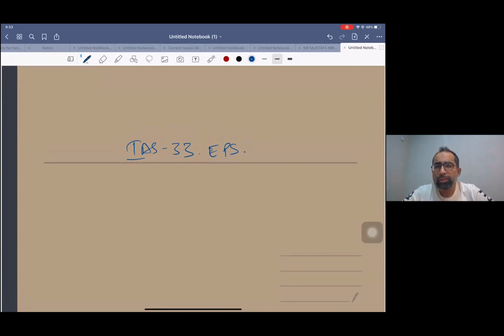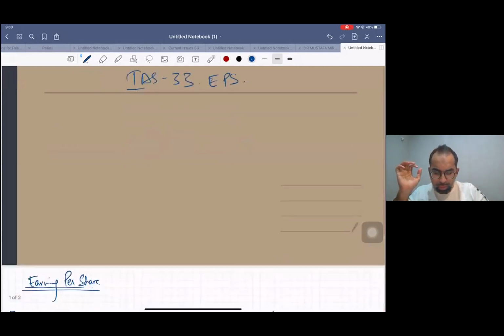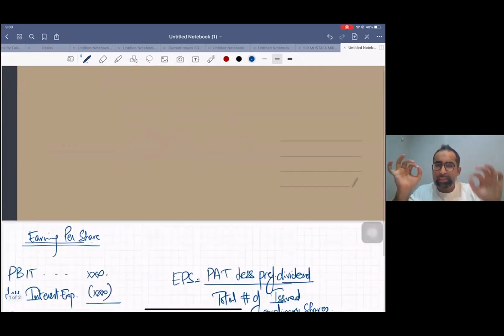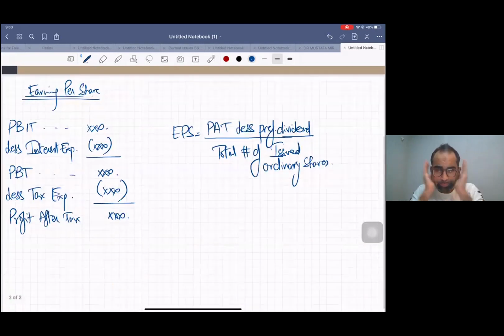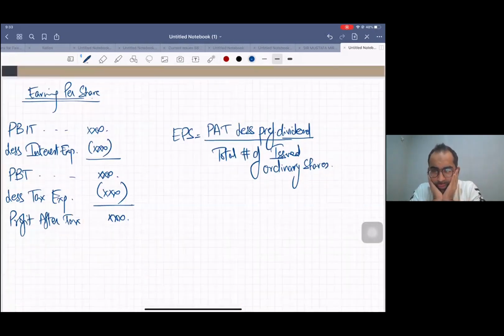Today's topic is IAS 33, Earnings per Share. The name of the topic is IAS 33, Earnings per Share. Right now, what exactly is earnings per share? It means how much the company earned per share.